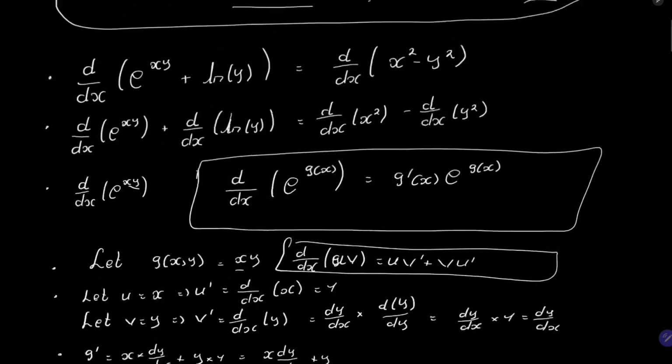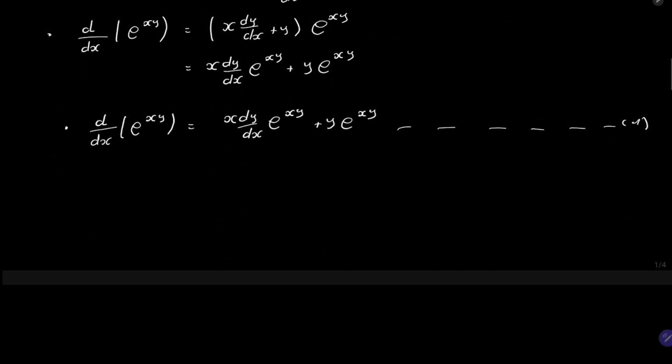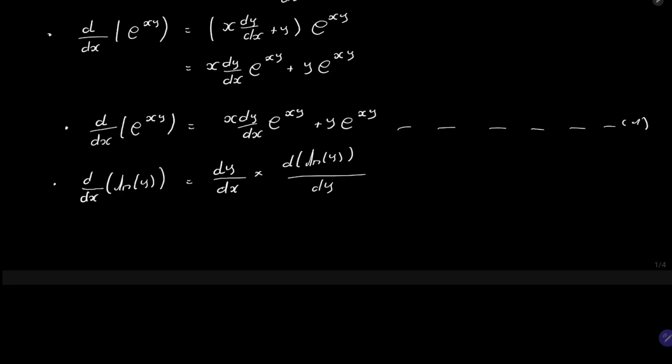So let's move on to our second term. What does our second term ask us to find? Our second term asks us to differentiate ln of y. So let's work on that. Derivative with respect to x of ln of y. Recalling, first of all, in order to calculate it, this is the same thing as the derivative of y with respect to x times the derivative of ln of y with respect to y.